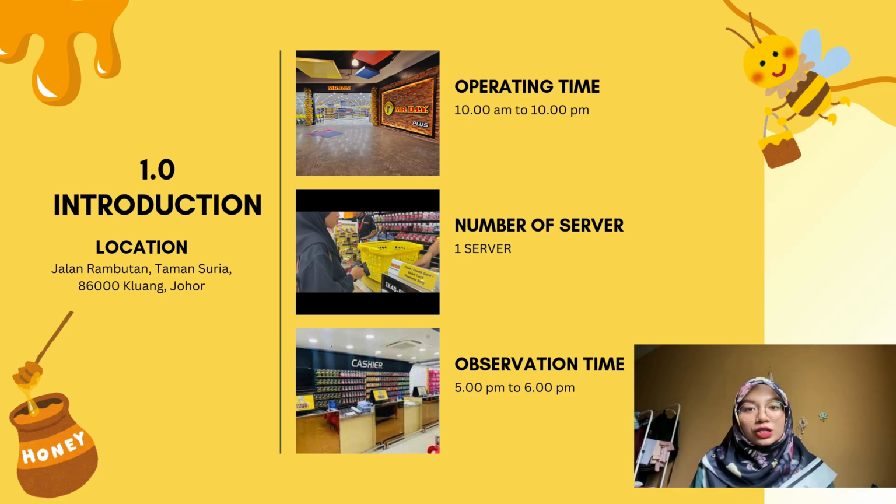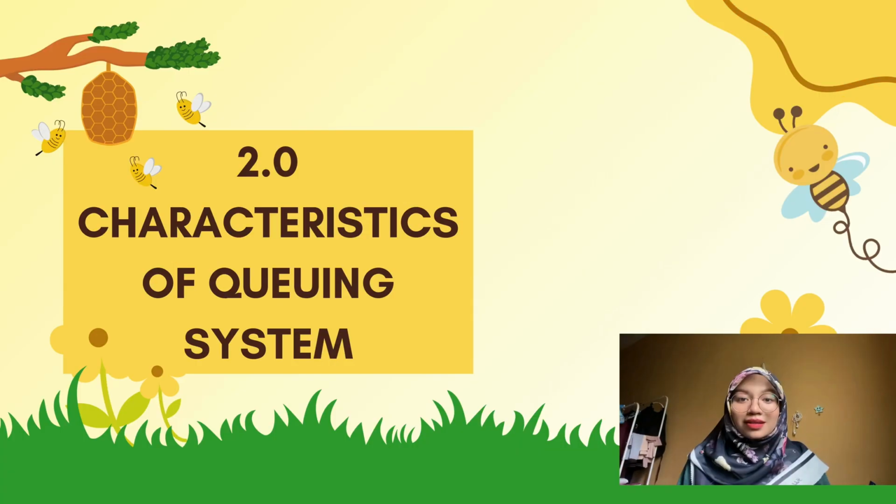So for the location, we chose Mr. DIY at Jalan Rambutan, Taman Sirah at Kluang. The standard operating time for Mr. DIY is from 10 a.m. until 10 p.m. The number of servers during our observation is only one server, and for the observation time we took from 5 p.m. to 6 p.m.